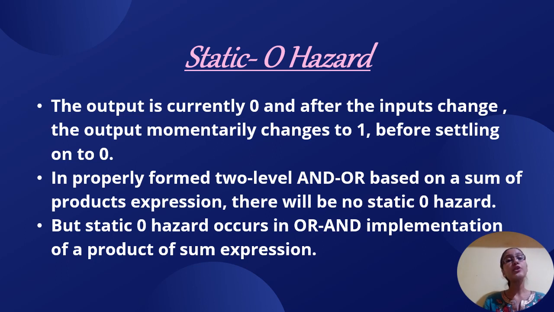In a properly designed two-level AND-OR gate, we don't see the static zero hazard. That is, in the sum of products expression, we don't see the static zero hazard. Static zero hazard doesn't appear there. But in a product of sums expression, that is in an OR-AND implementation, static zero hazard occurs.